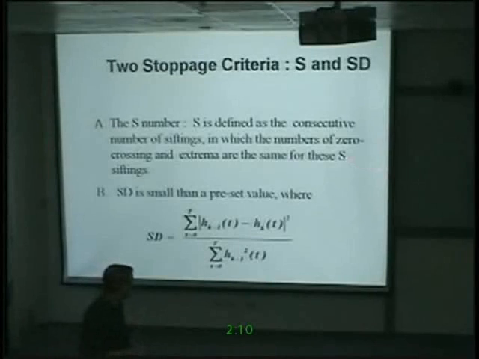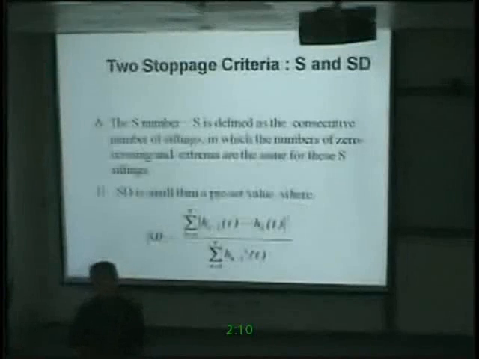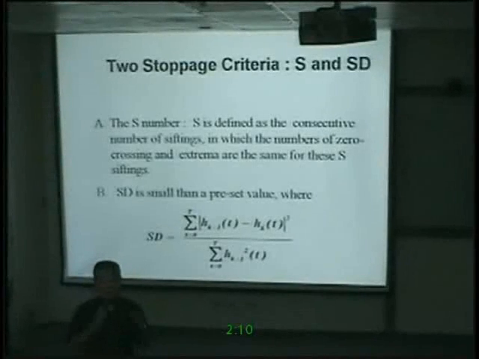Then I stop. The other time, I counted that they're equal, but the first time is 102, the second time is 103, the third time is 105. This doesn't count. So it has to be a consecutive number of shifts. They are not only equal in extrema and zero crossings, but they are also equal to the same number.